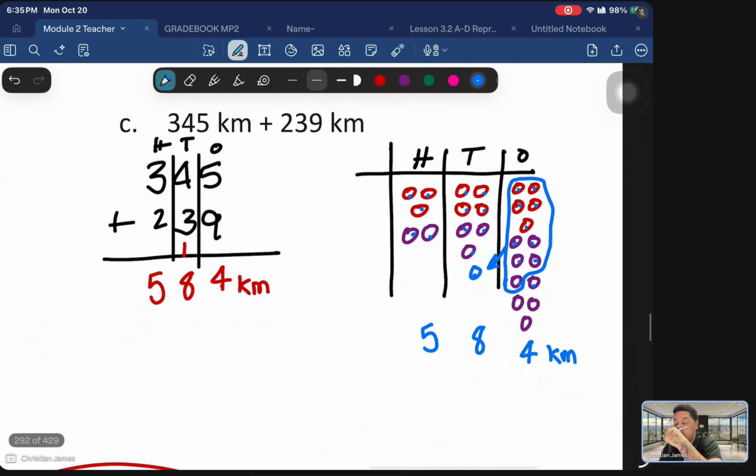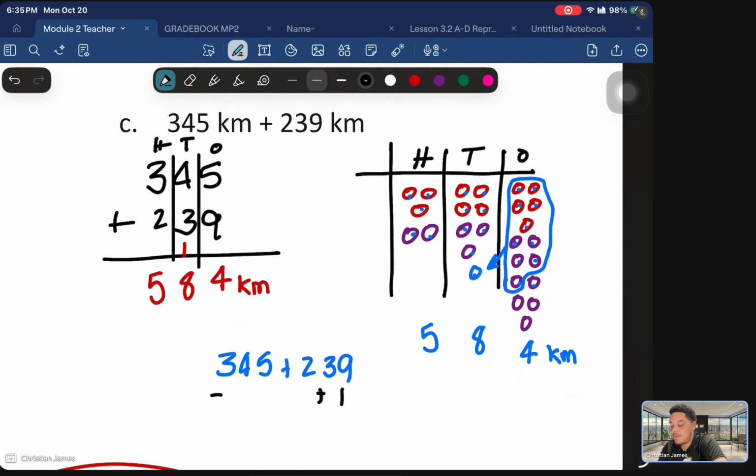Now, if you wanted to use the renaming strategy, you can also do that. So if I have 345 plus 239, you can take whichever number you want. In this case, I'm going to do the 239, and I'm going to rename it as 240, because 239 rounded up is a friendly number of 240. So I'm going to add 1 to 239, and I'm going to take 1 from 345, because remember, whatever you do on one side, you have to do to the other.